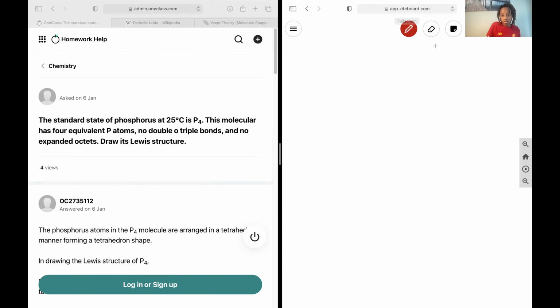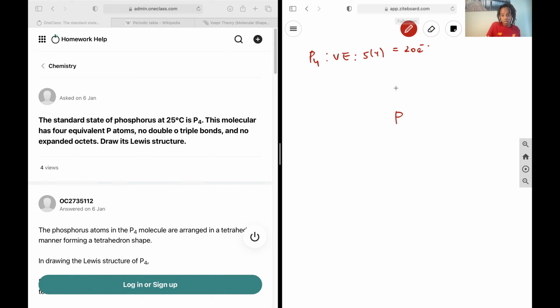We want to draw its Lewis structure. We are told that there are no double bonds, no triple bonds, no expanded octets, and that is all that we are told about it. And so let's go about that. We have P4. Let's count its valence electrons, and it is going to be 5 by 4. And so we have 20 electrons to play with.